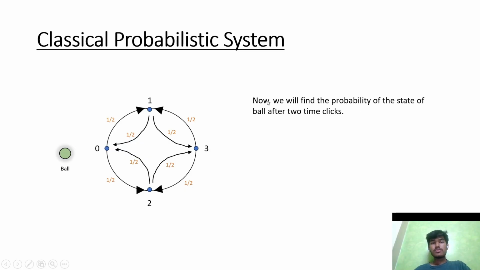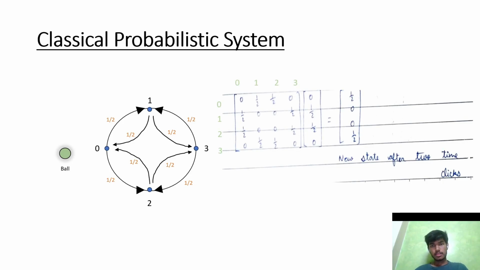Now we'll find the probability of the state of the ball after two time clicks. To find this new state after one time click, we multiplied the adjacency matrix with the initial state matrix. Now to get the state of the ball after the second time click, we have to take the adjacency matrix and multiply it with the new state that we got, not the initial state, but the new state. Let's see. So this big matrix again here is the adjacency matrix. Now this is the new state that we got after the first time click. So after we multiply, we get this matrix, which depicts the new state after two time clicks.